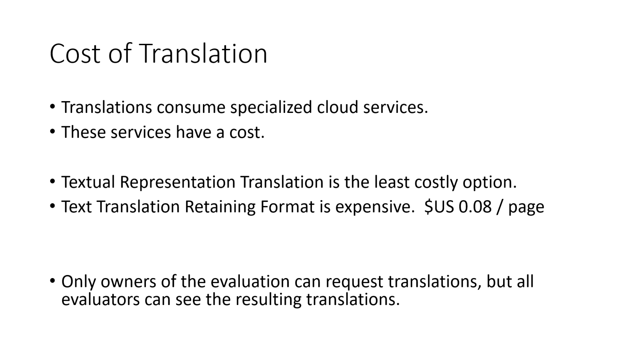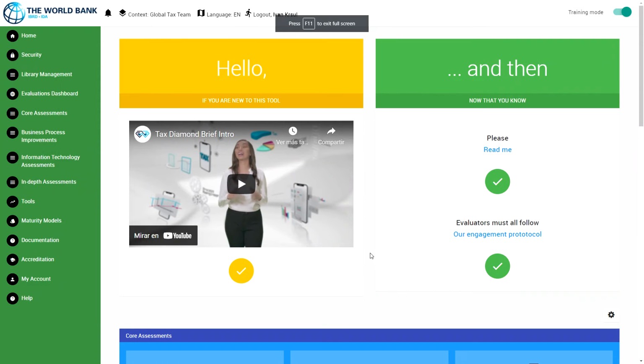TaxDiamond uses specialized translation services that have a cost. Translation of pure text is the least costly option, and text translation retaining the original format is expensive, at about 8 cents per page. Hence, only owners of the evaluation can request translations, but all evaluators can see the resulting translations. Let's look at how TaxDiamond processes translations.